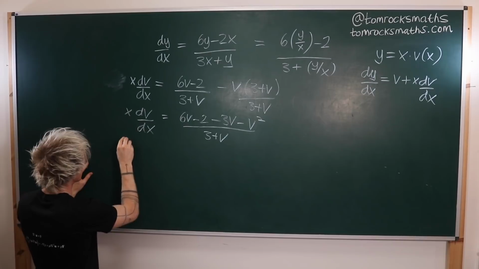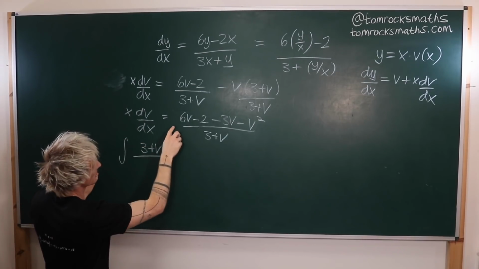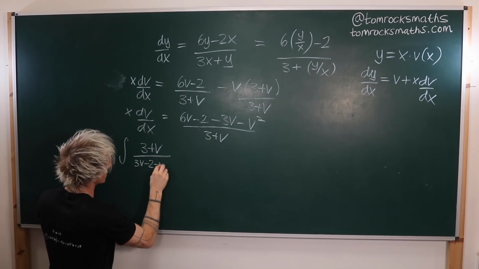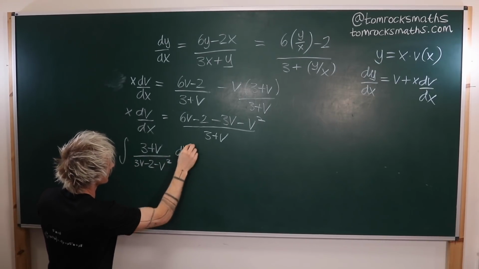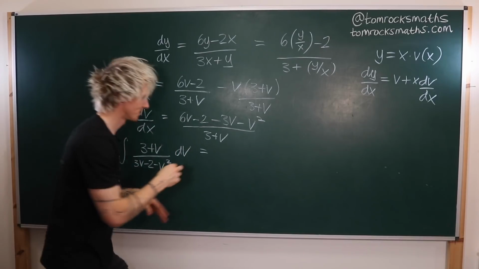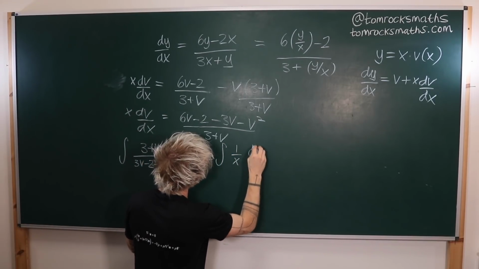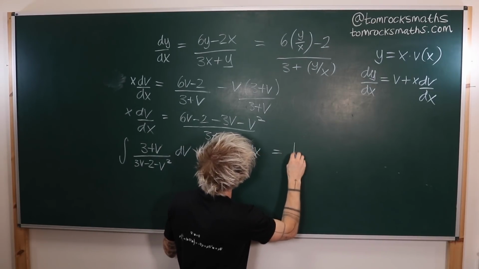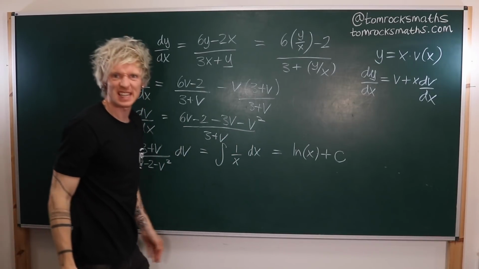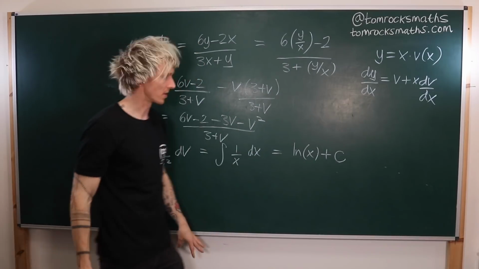So what we're going to be left with is the integral of (3 + v) on the top. The bottom, I've got 6v minus 3v, so that's 3v, minus 2 minus v squared, dv. And then over here, as we saw before, this is just going to be the integral of 1 over x dx. And we can do that immediately and get log of x plus our integration constant, c.